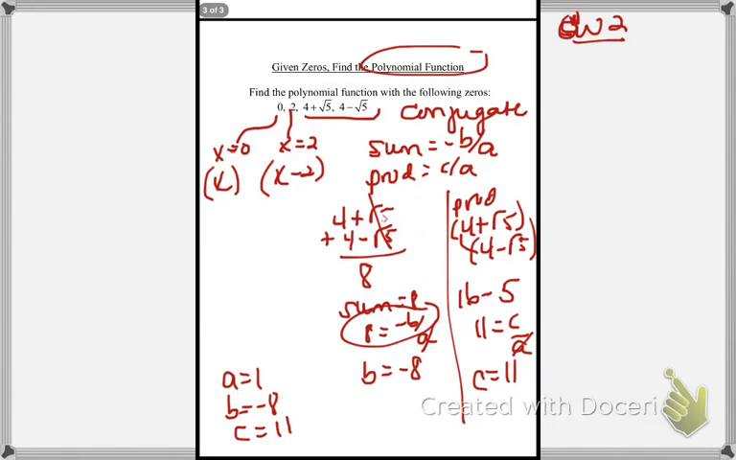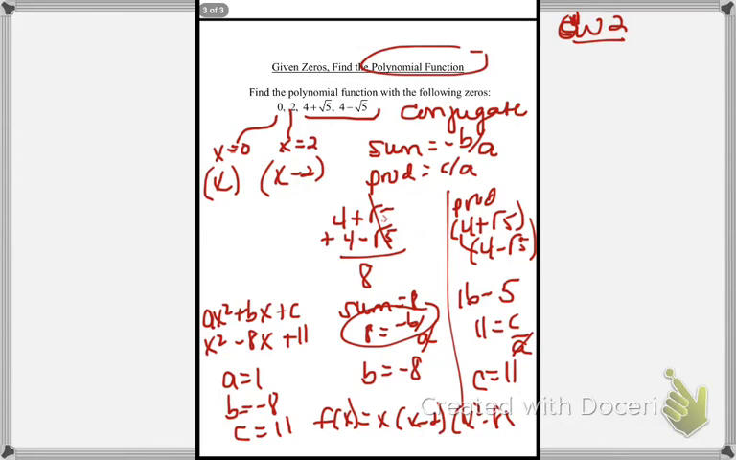So those two roots came from the quadratic that fits into this formula. We plug in a, we plug in b, and we plug in c. So your entire function will be all your factors, x times x minus 2 times x squared minus 8x plus 11. Just like they gave it to you on your homework. And that's your function that gives you those zeros.